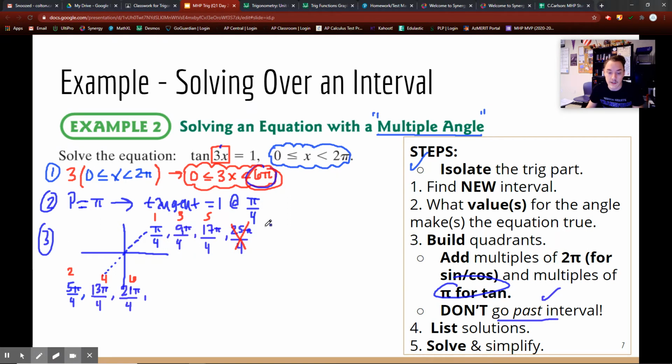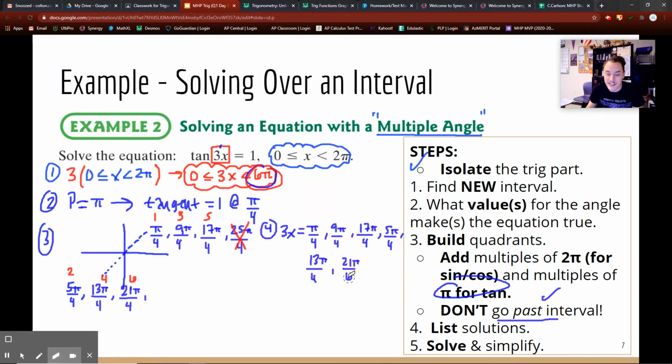So this is going to be for my fourth step. My solutions are going to be 3x equals, catch what I'm doing here, watch. So this is pi all over 4, 9 pi all over 4. It doesn't matter if you do 1, 2, 3, 4. I'm just going to list them out. And this is going to be 17 pi over 4. And then this is 5 pi all over 4. This is going to be 13 pi over 4. And then 21 pi over 4. So I have 6 solutions. And I put 6 because I was thinking about 6. Okay, so over 4. Awesome.